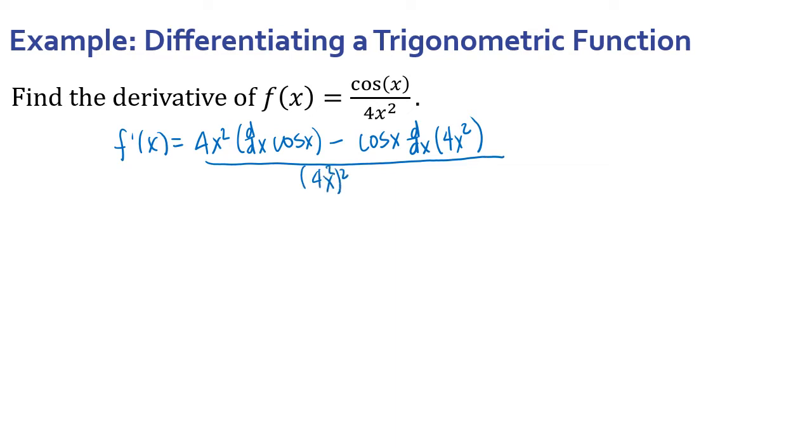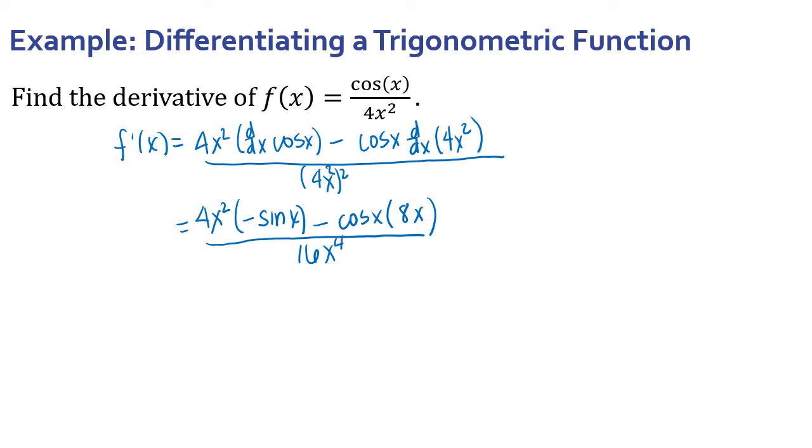All right, so let's figure out each of these derivative pieces. So I get 4x squared times the derivative of cosine of x. Well, the derivative of the cosine function is negative sine of x, minus the cosine of x times the derivative of 4x squared. Using the power rule, that's just 8x. And then again, this is all over, so I'm going to actually simplify this piece. So 4 squared is 16, x squared squared is x to the fourth.